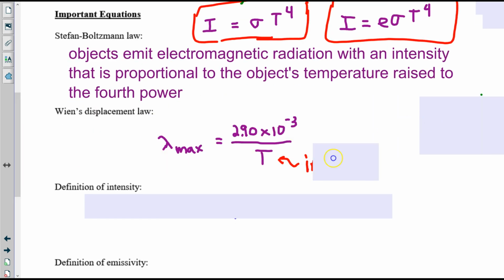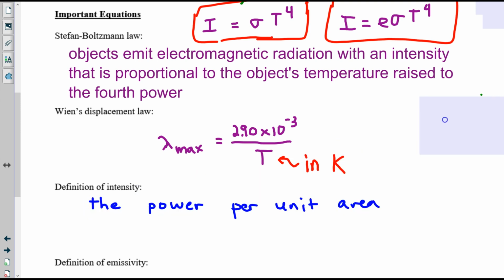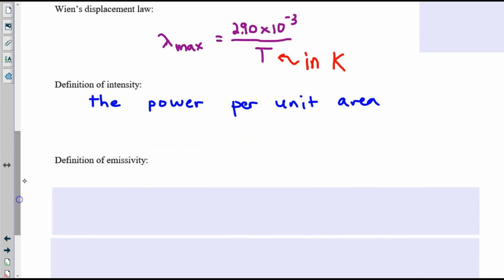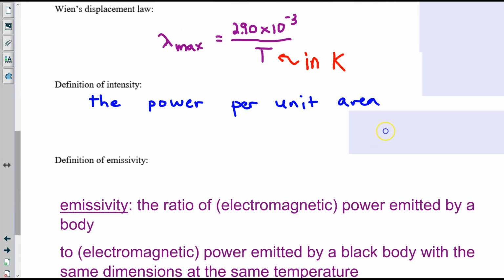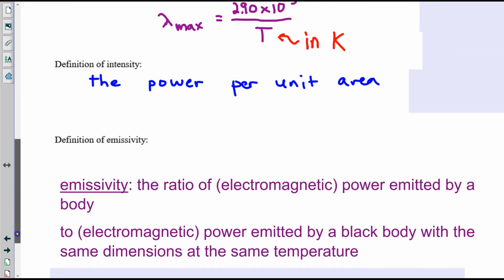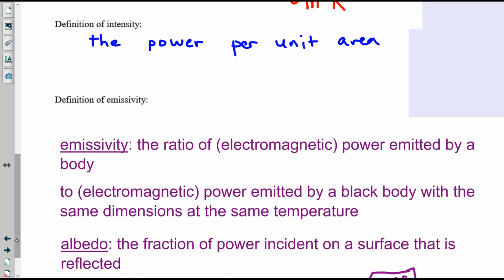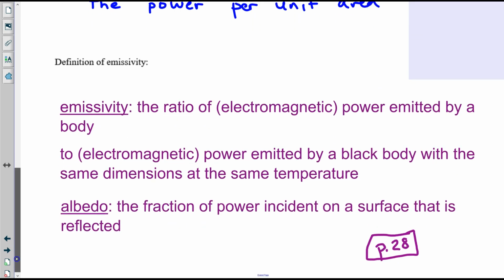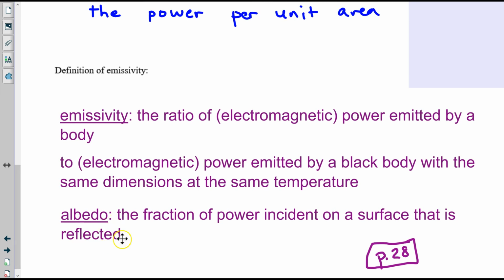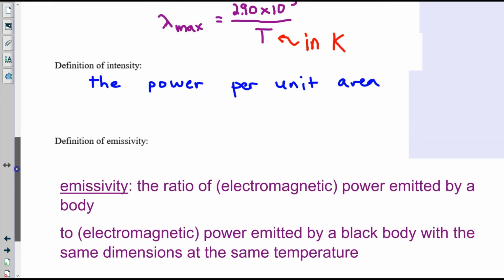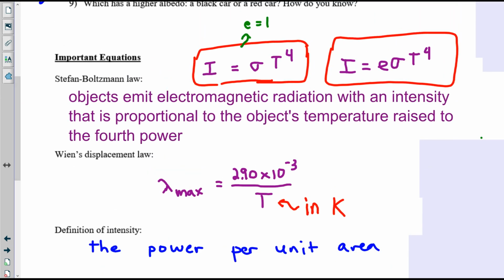We also have Wien's displacement law. Maximum wavelength, the most emitted wavelength, is inversely proportional to temperature. Definition of intensity, and the definition of emissivity, which again you probably don't need to write down because it's on the prior page. Right? Albedo, there it is as well.